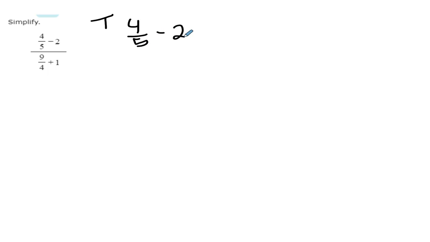minus 2. So I've got to get a common denominator again. So my common denominator is going to be 5. Remember, any whole number is over 1. So I have 5 times 1 is 5, so that's 4. 1 times 5 is 5, so 2 times 5 is 10. So when I subtract that, I'm going to get negative 6 over 5.